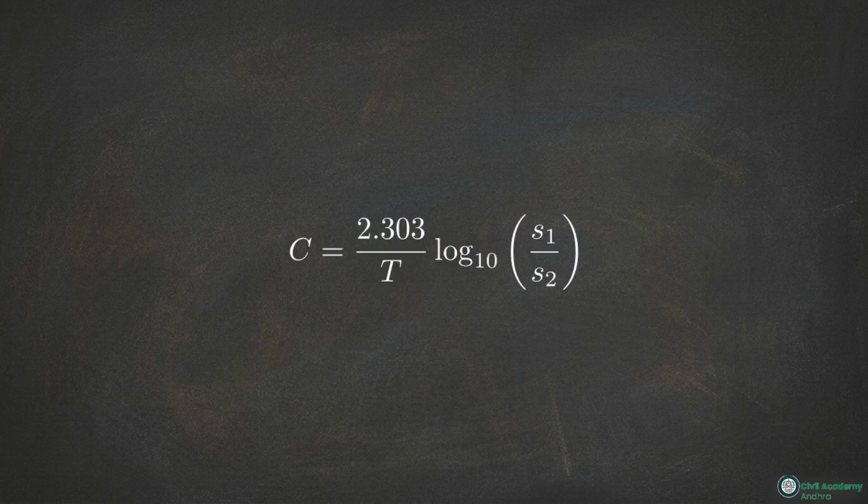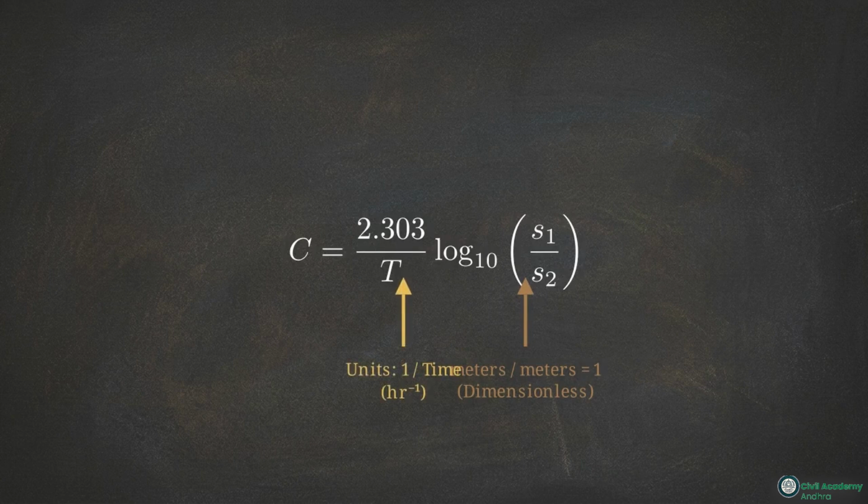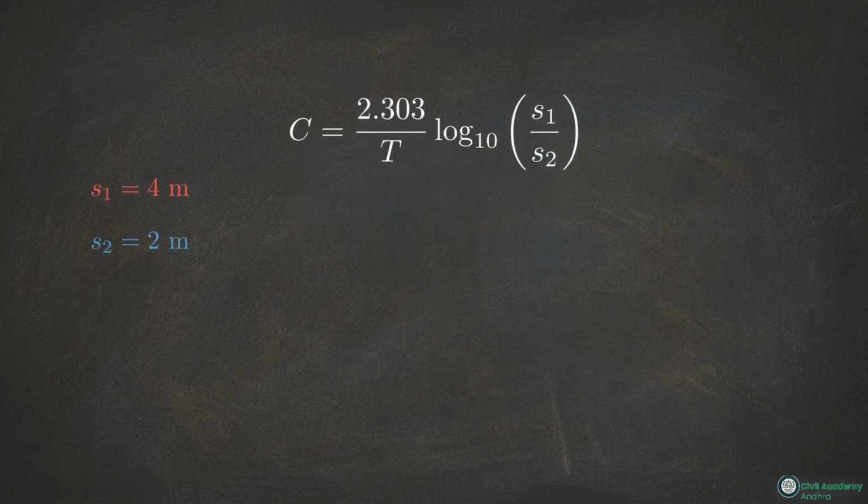Pay close attention to the terms C over A. Because the log ratio is dimensionless, the resulting unit for this specific capacity per unit area is simply inverse time, like 1 over hours. Let's test this.